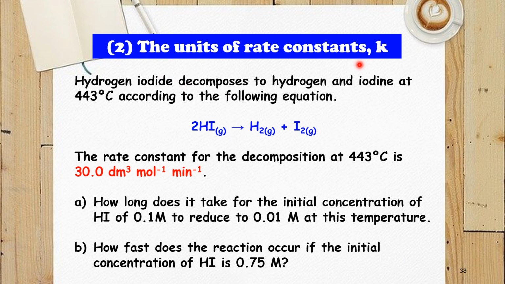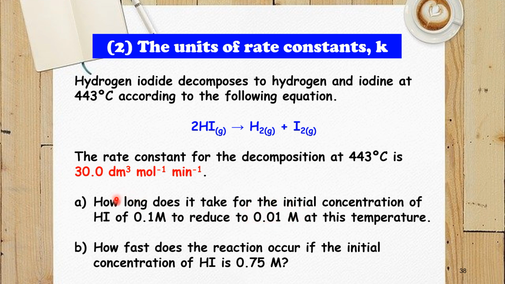of the reaction. So, for example, in this question, hydrogen iodide decomposes to hydrogen and iodine at 443 degrees Celsius according to the following equation. So, we have this equation. The rate constant for the decomposition at 443 degrees Celsius is 30 dm cube per mole per minute. How long does it take for the initial concentration of HI of 0.1 to reduce to 0.01 molar at this temperature? So we have the initial concentration and the concentration at the given time.